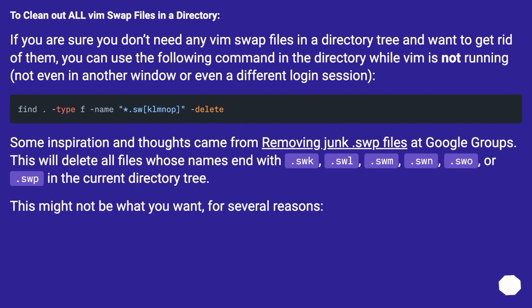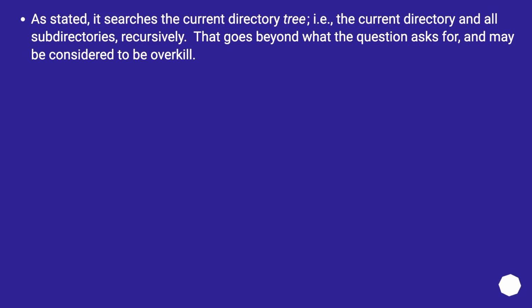This will delete all files whose names end with .swk, .swl, .swm, .swn, .swo, or .swp in the current directory tree. This might not be what you want, for several reasons. As stated, it searches the current directory tree, i.e., the current directory and all subdirectories, recursively. That goes beyond what the question asks for, and may be considered to be overkill.